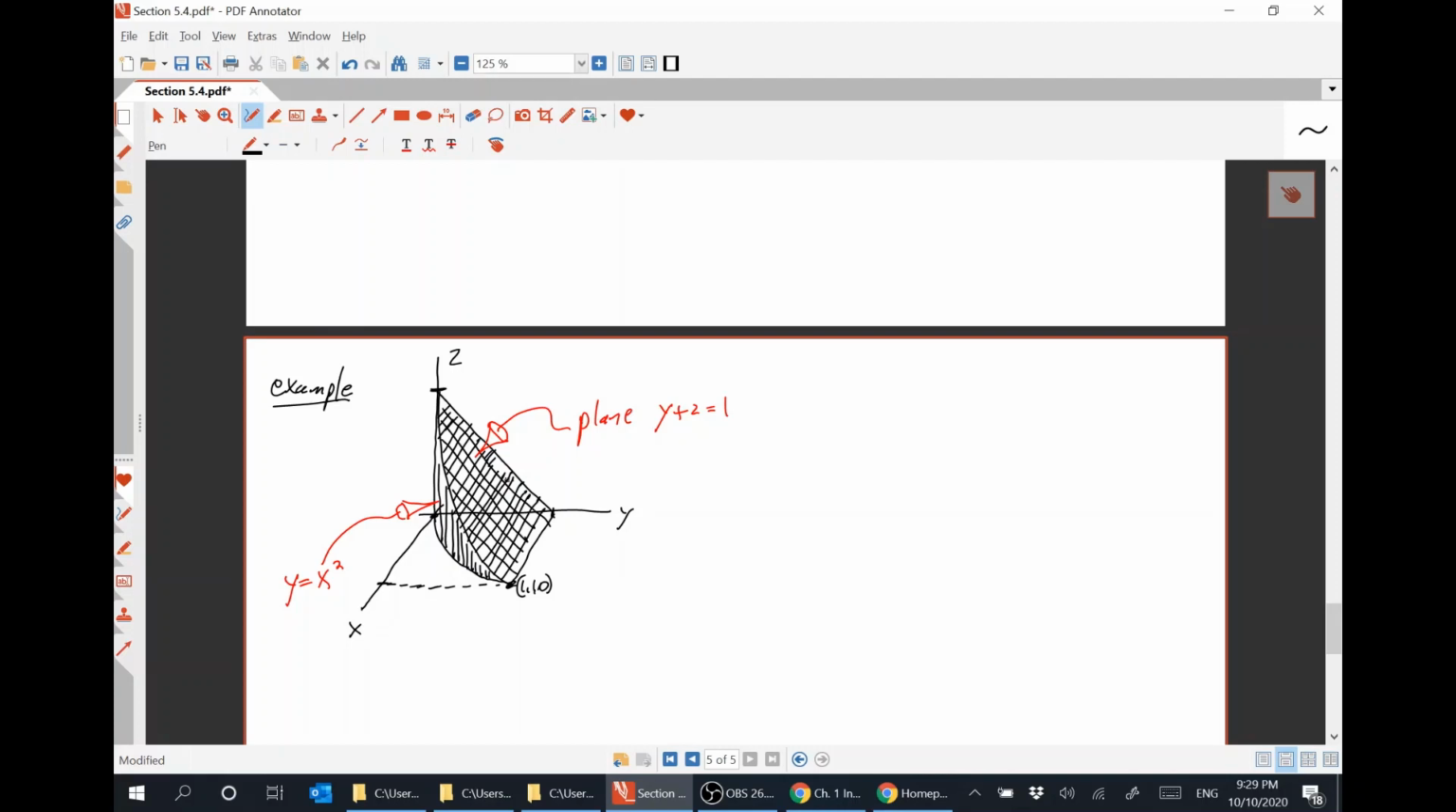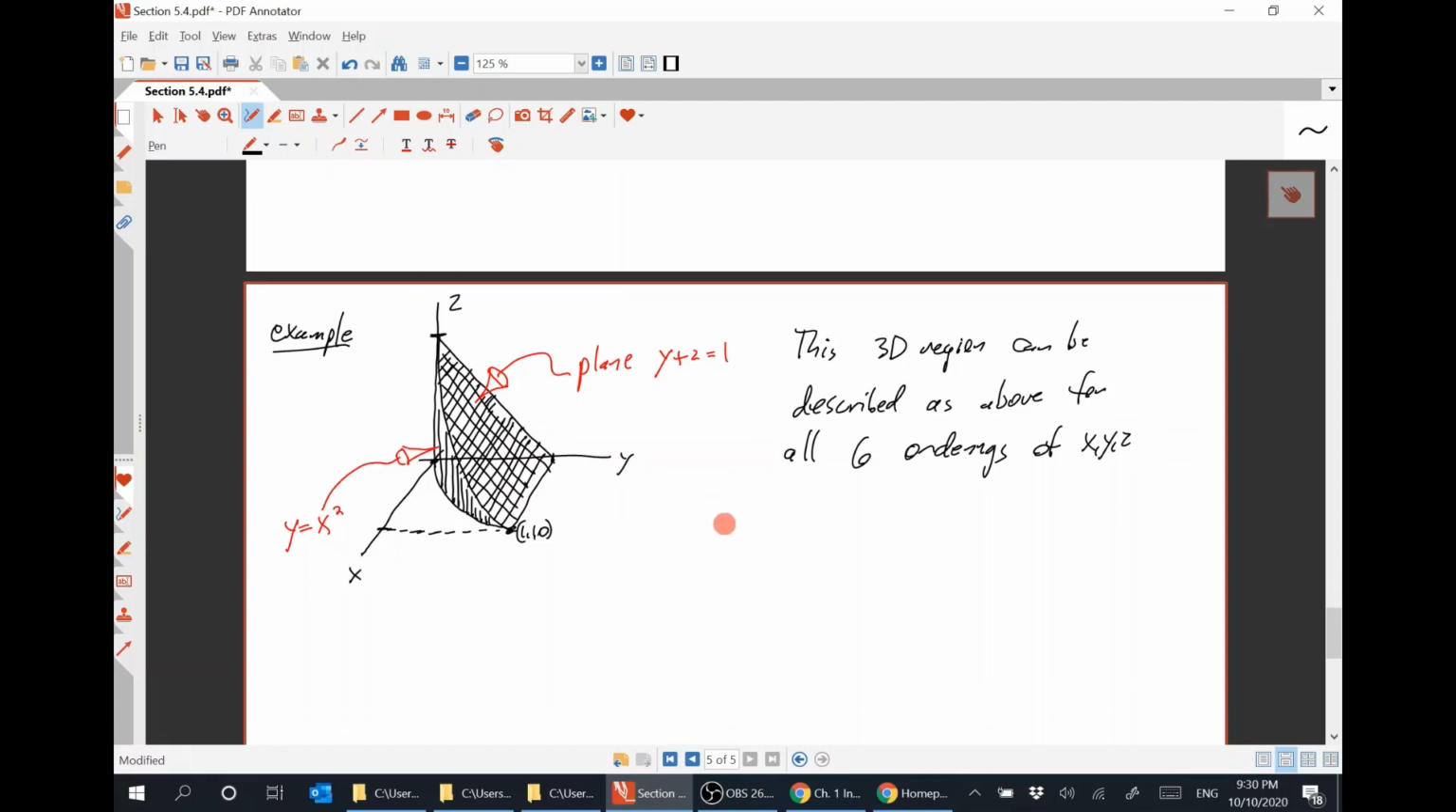This region can actually be described for any of the 6 different orderings of x, y, z. It can be described in each way. I mean, not all regions are really special like this, but this one is. Okay, this 3D region can be described as above for all possible orderings of x, y, z. Let's list all of them.